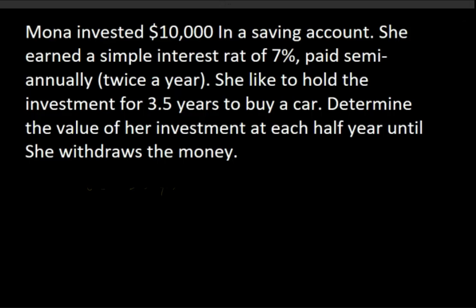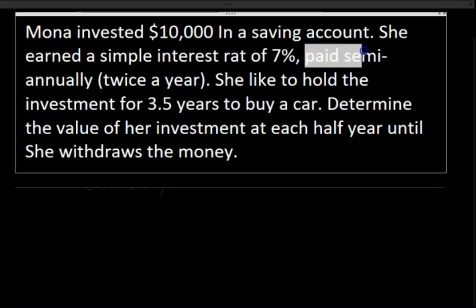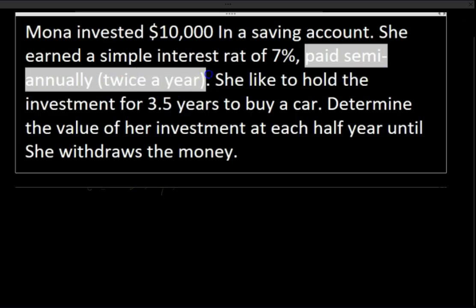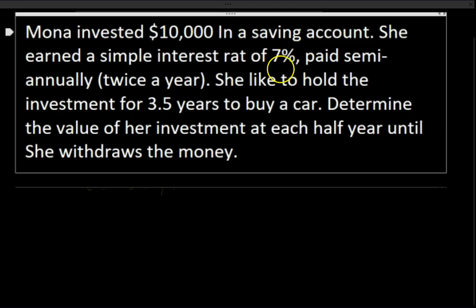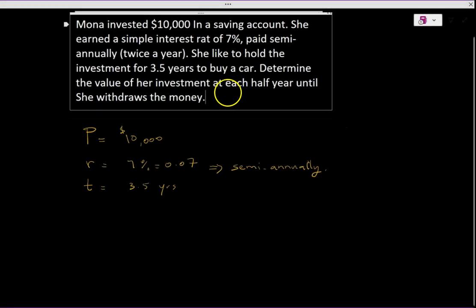interest rate of 7%, but this time this is paid semi-annually. That means twice a year. That means every 6 months she gets 7%. It is a simple interest, but every 6 months she gets that. She likes to hold the investment for 3.5 years to buy a car. That's the saving kind of a thing that she's doing, and determine the value of her investment at each half-year interval, basically until she withdraws the money.